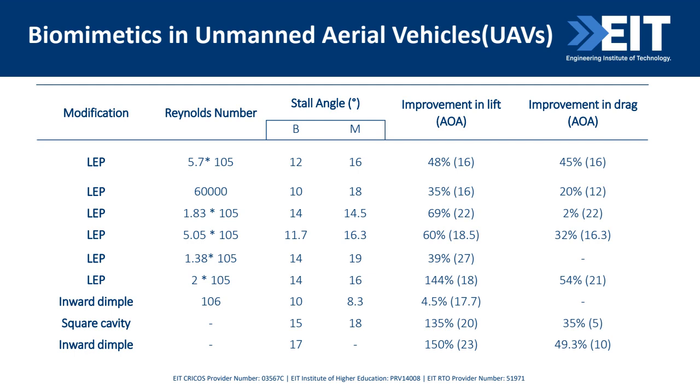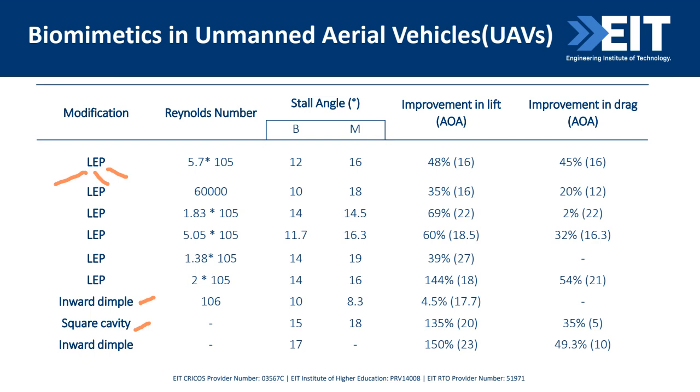humpback whale wing. They have a sinusoidal leading edge in front of their wing. So people are mimicking the humpback whale. This is known as leading edge protuberances. Also, researchers are focusing on inward dimples. They are developing dimples on top of the wing, or square cavities, or something like that, outward dimples.